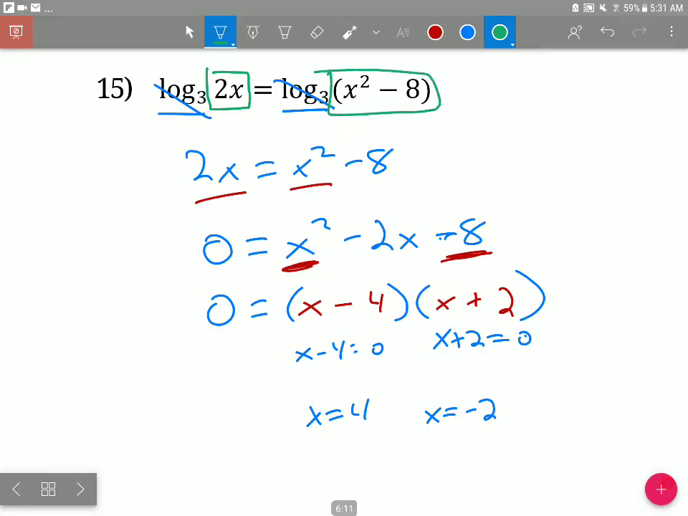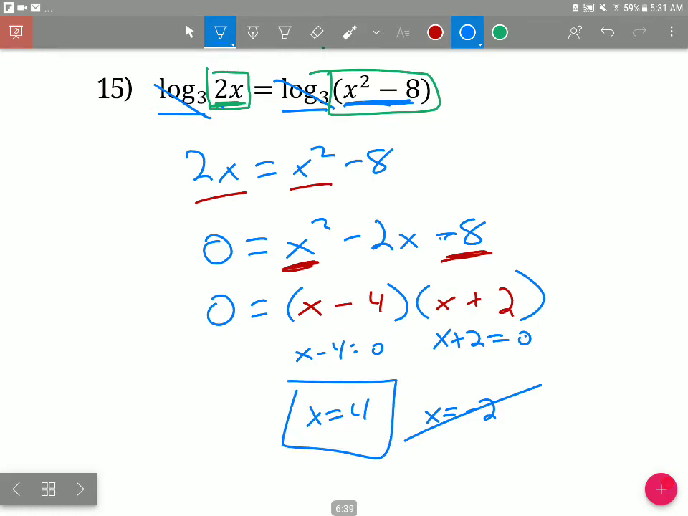If I plug in a negative 2, 2 times negative 2 is negative 4. You cannot have log base 3 of a negative 4. It does not work. That just does not exist. So therefore, the negative 2 is out. Whereas the 4 is fine, so 2 times 4 is 8. And over here, 4 squared is 16 minus 8. Well, that's also positive. So that is your answer.